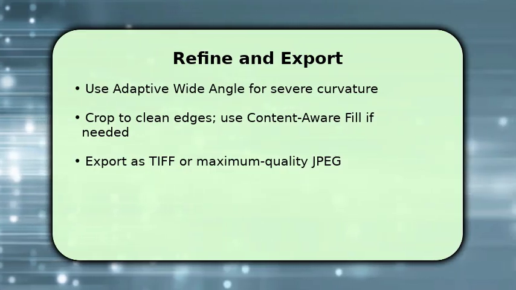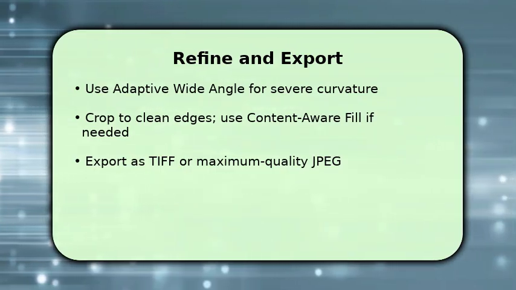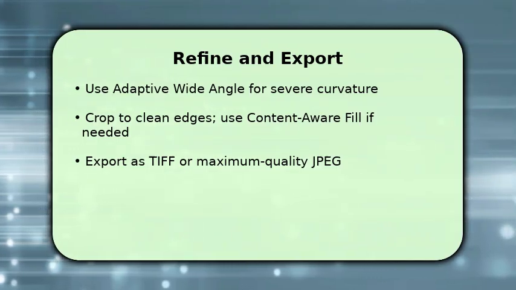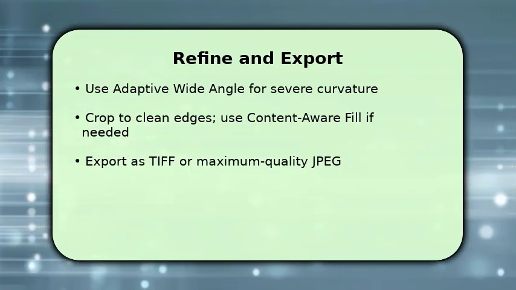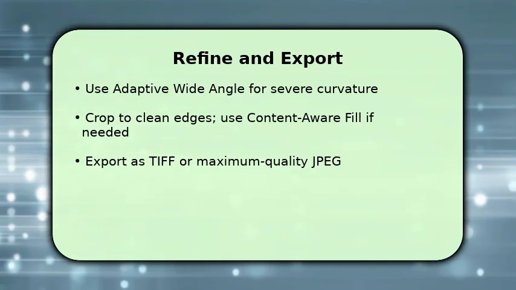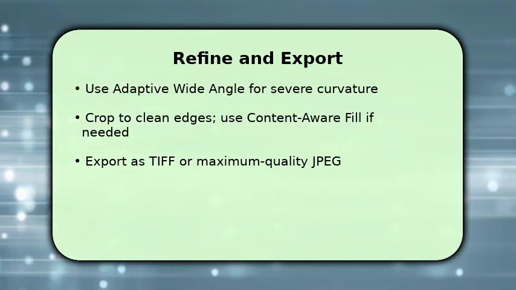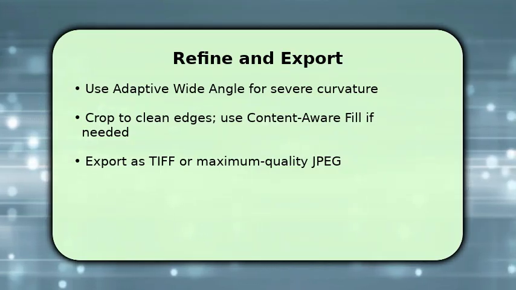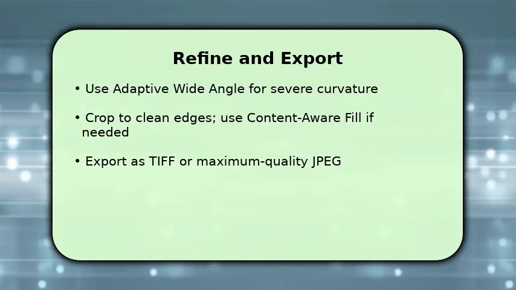Once satisfied, crop to remove irregular canvas edges, and if gaps remain, use Content-Aware Fill or Clone to reconstruct missing areas. Make sure to turn on Snap to Grid when aligning to avoid subtle skew. Finally, export as TIFF or Max Quality JPEG. If lines still look off, revisit the smart filters and fine-tune the constraint lines.